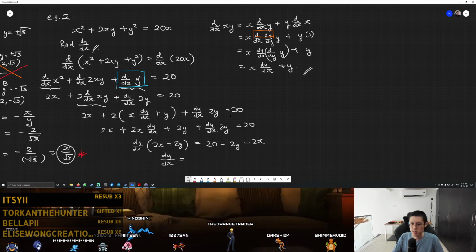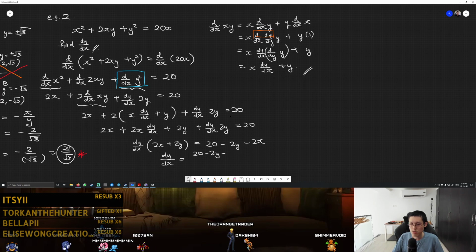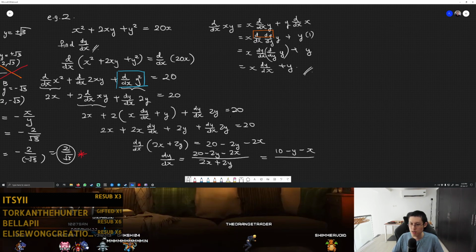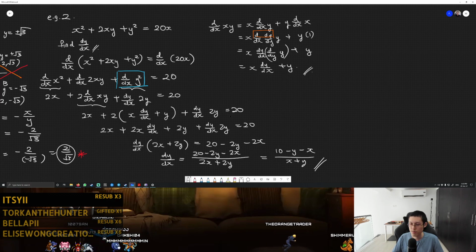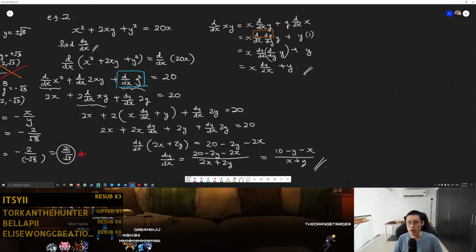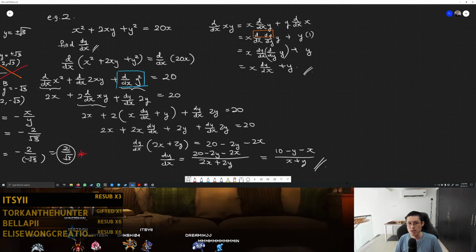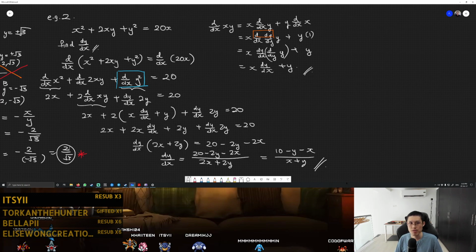Therefore, dy/dx must be 20 minus 2y minus 2x over 2x plus 2y. Divide everything by 2, we get 10 minus y minus x over x plus y. And that is how you find dy/dx. Okay? There you go. Finished.